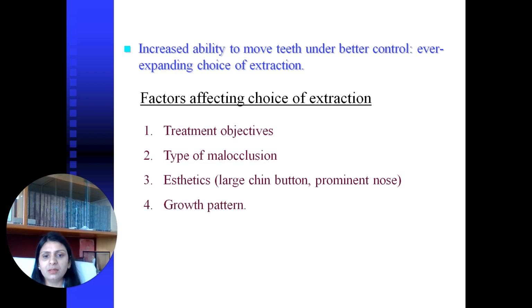Then is the growth pattern. Since in vertically growing patients, the musculature is very weak, we have increased chances of anchorage loss. So we prefer to extract the first premolars rather than second premolars, because if we extract second premolars, the molars will just run into the extraction space and occupy all the space. So anchorage loss will be more in patients who are vertical growers.